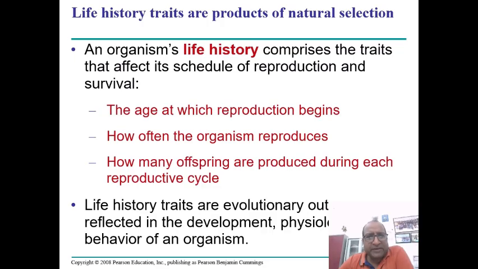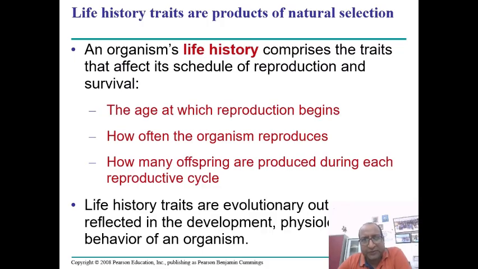So life history traits are products of natural selection. An organism's life history comprises the traits that affect its schedule of reproduction and survival. Every animal has a distinct age at which reproduction starts, how and how many times in life the animal reproduces, and how many offspring are produced during each reproductive cycle. Based on this, some animals start reproducing once they attain the adult stage.